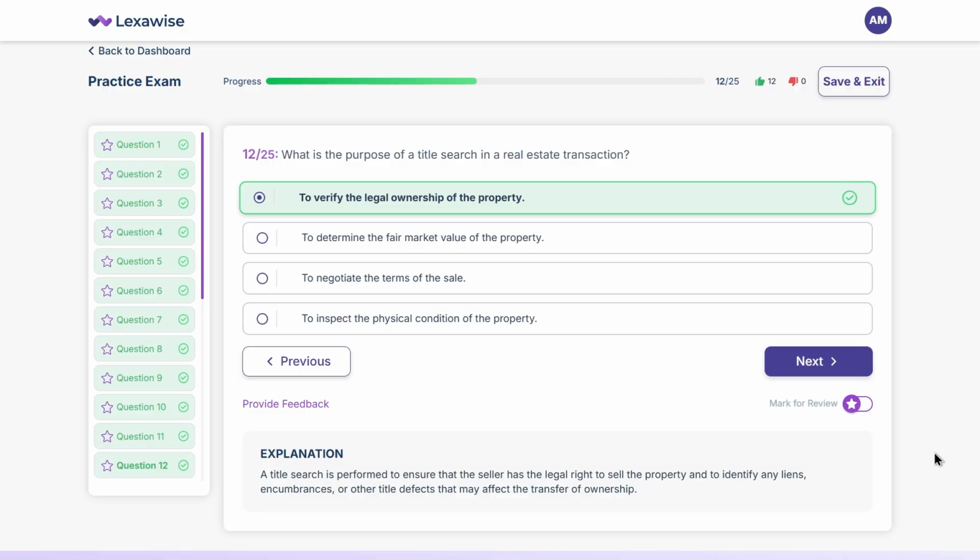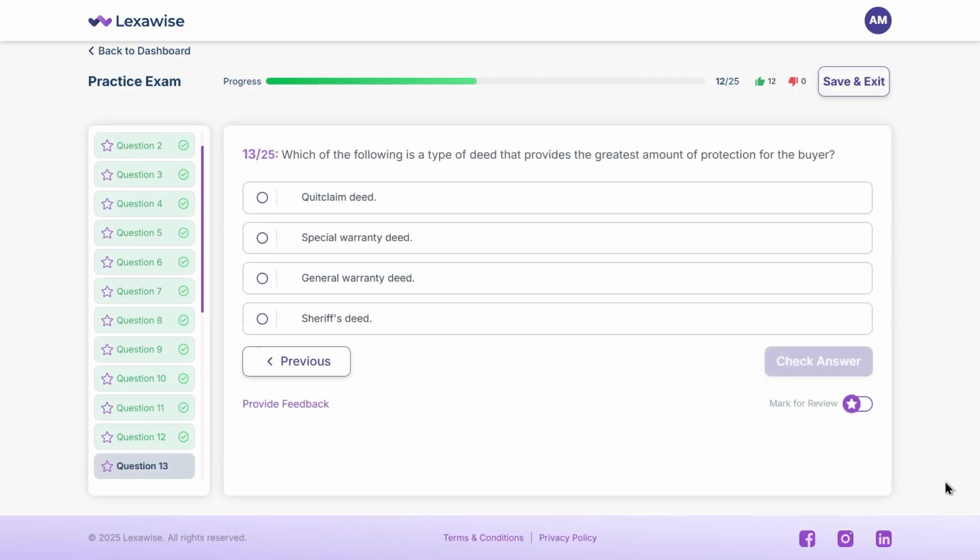Now, question 13. Which of the following is a type of deed that provides the greatest amount of protection for the buyer? A. Quitclaim deed. B. Special warranty deed. C. General warranty deed. D. Sheriff's deed. Pause and decide.